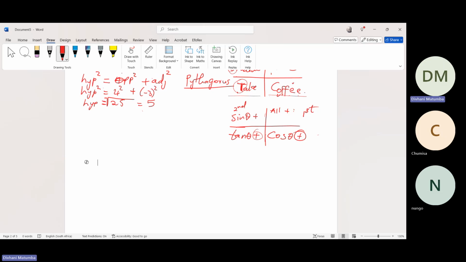Okay, let me find some examples which we can use. Okay, no, let me not even find a special example. No problem.